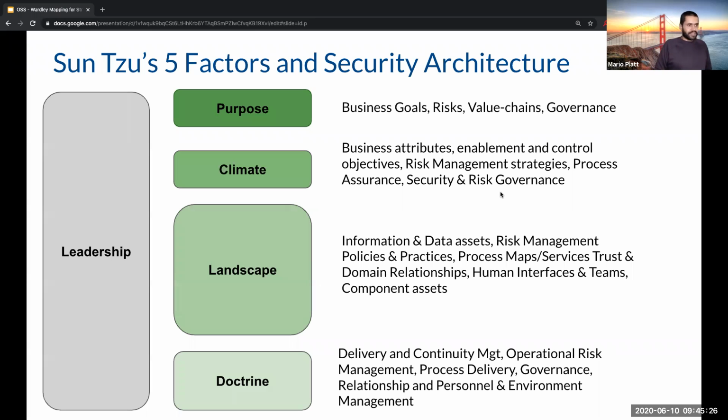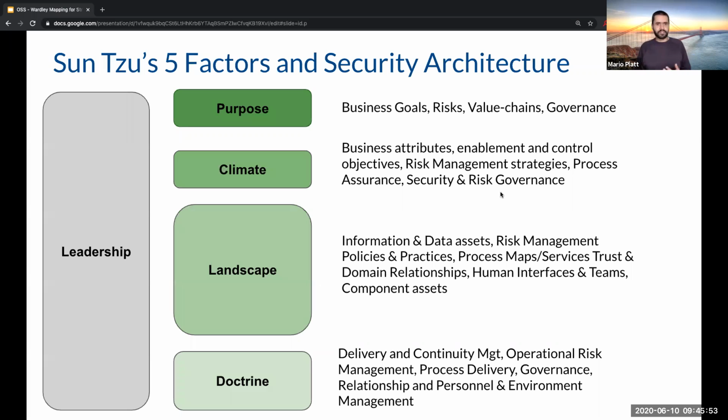So again, this is largely a reference to SABSA. Those of you who know the SABSA matrix, you'll see this is what it is. So if previously we were talking about Sun Tzu's five factors from the point of view of strategy, now this is my view of Sun Tzu's five factors with the lens of security architecture.